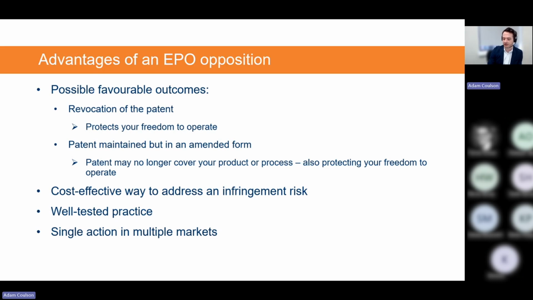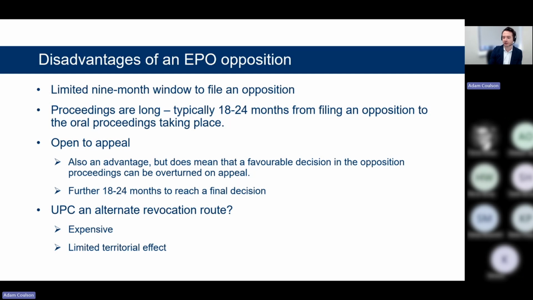Bringing us on to the disadvantages of an EPO opposition. There is a limited window of 9 months from the date of grant of the EPO patent during which an opposition must be filed. If this window is missed, the opportunity to file an opposition is also missed. Moreover, EPO opposition proceedings are notoriously long.